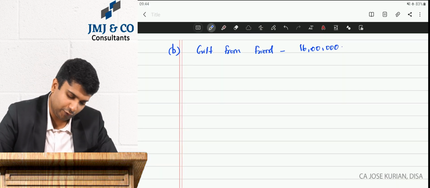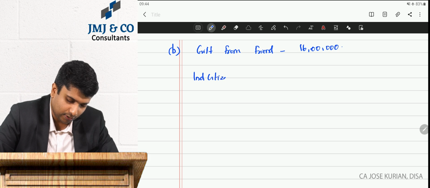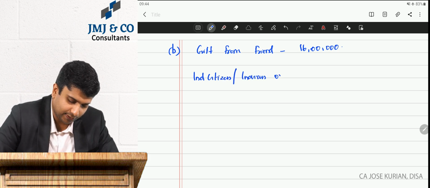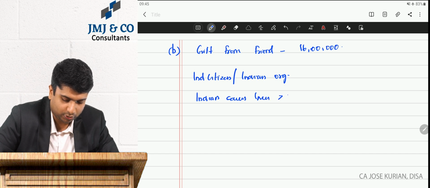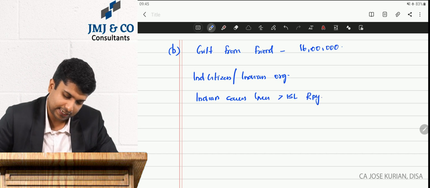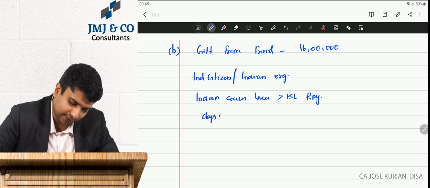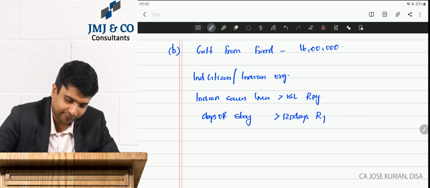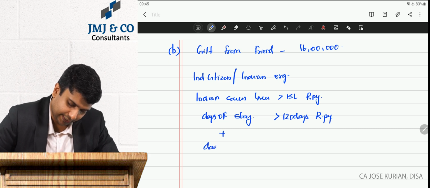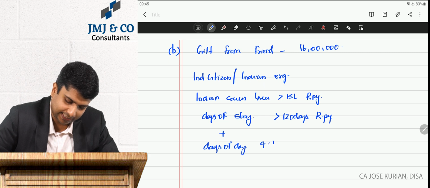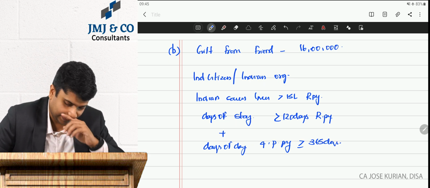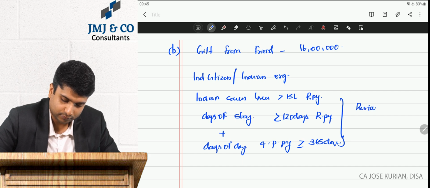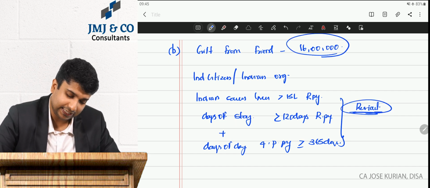So friends, I've told you, if you are an Indian citizen or a person of Indian origin and you have Indian sources income which is more than 15 lakh in the relevant previous year, and your days of stay in India, if it is more than 120 days in the relevant previous year, along with that days of stay in 4 preceding previous years, if it is more than or equal to 365 days, then you shall be treated as a resident. Yes or no?